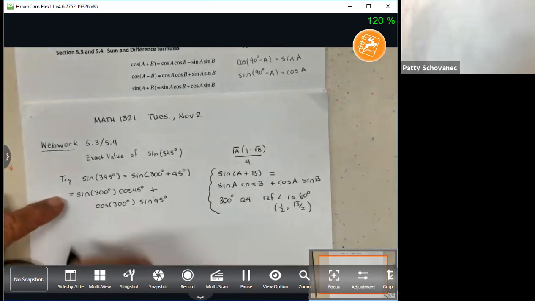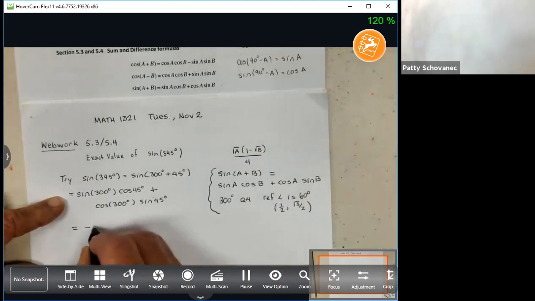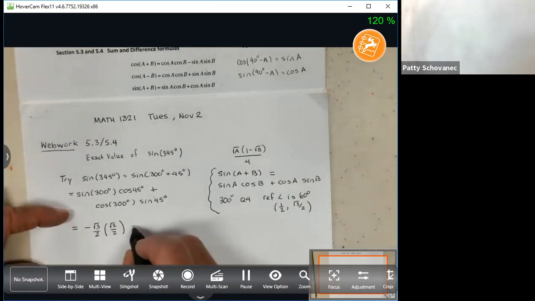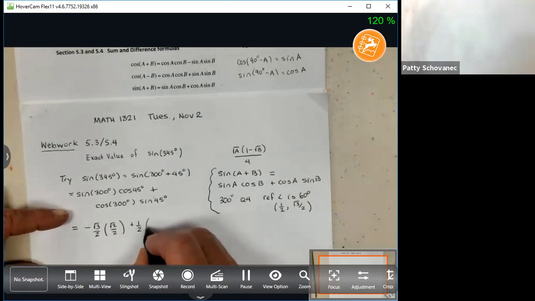So let's fill this in. In quadrant 4, the sine is a negative number. It'll be a negative square root of 3 over 2. Cosine of 45 is the square root of 2 over 2. In quadrant 4, cosine is a positive number. It's a positive 1/2. And then the sine of 45 degrees is square root of 2 over 2.